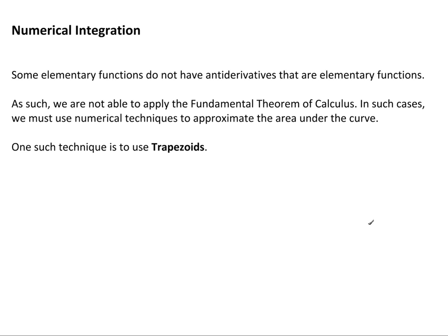Some elementary functions just don't have antiderivatives that are elementary functions themselves. So we can't apply the fundamental theorem of calculus in order to actually get numerical values to complete an integral. So in these cases, we're going to use numerical techniques to approximate the area under the curve. This is referred to as numerical integration. Now, one of these techniques is called the trapezoid technique.